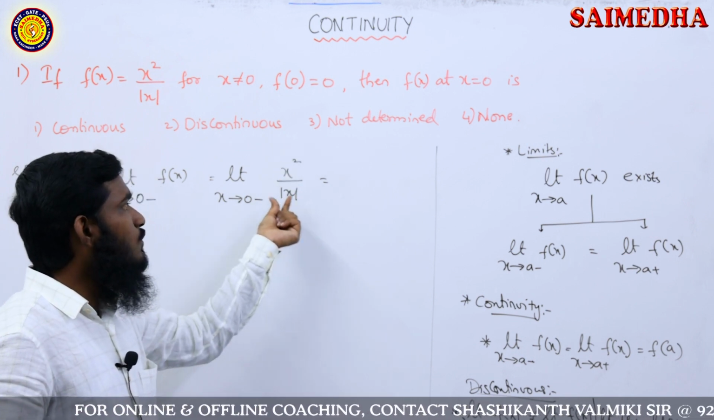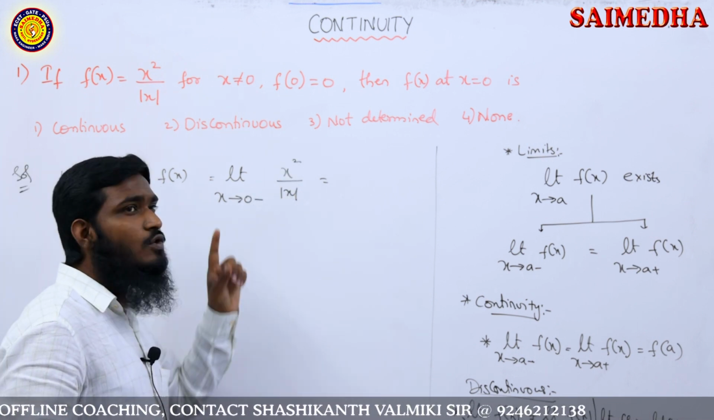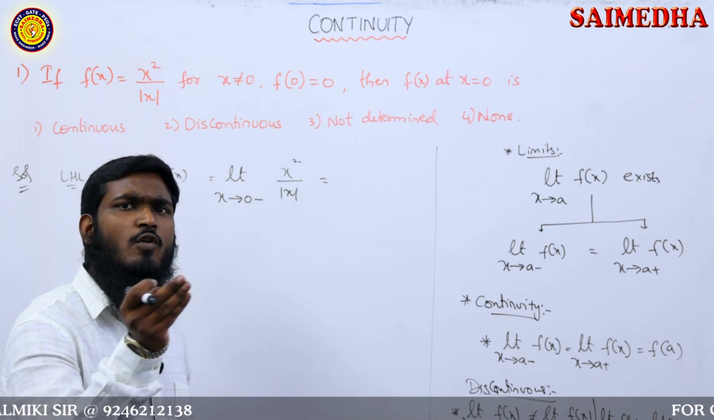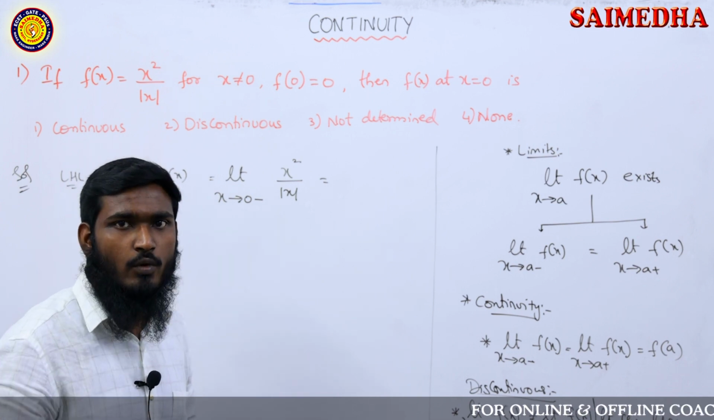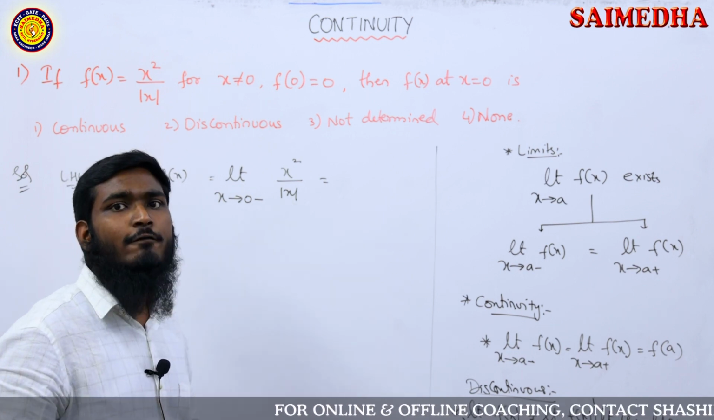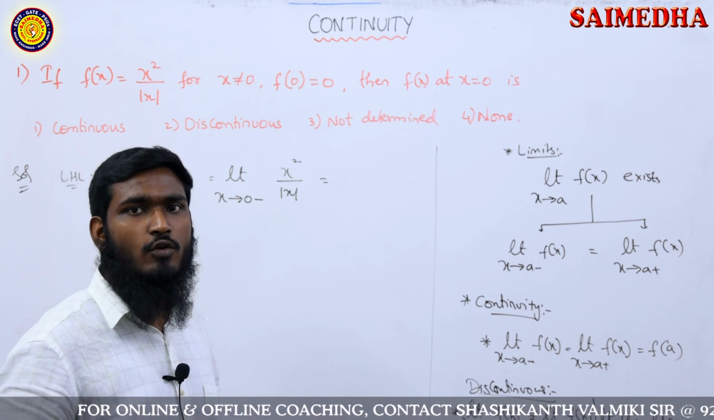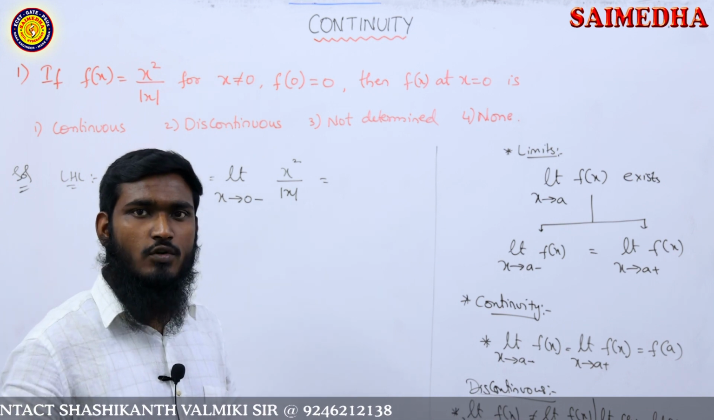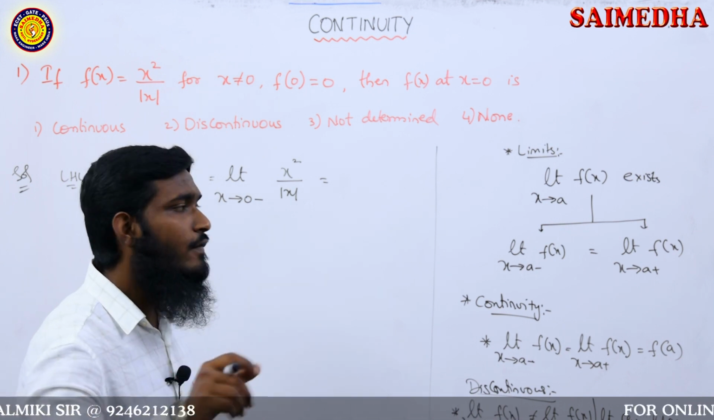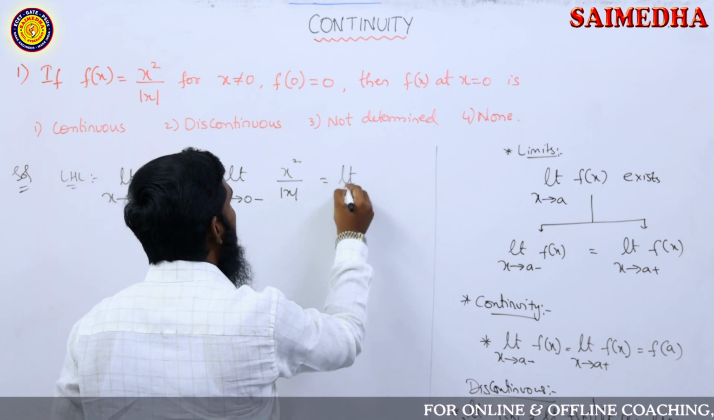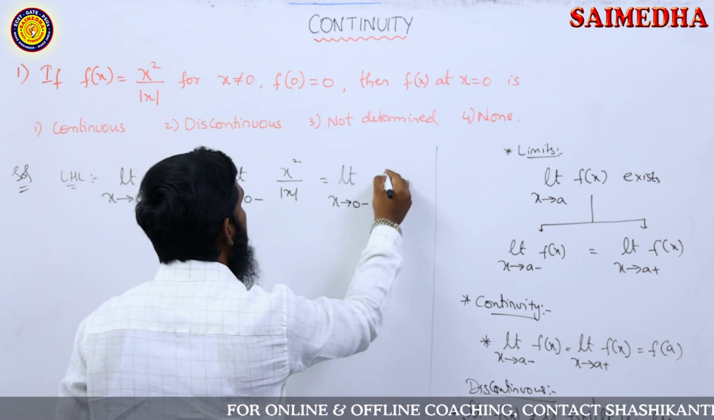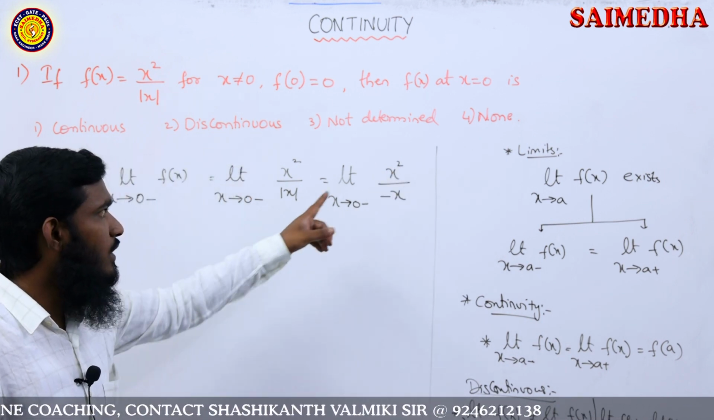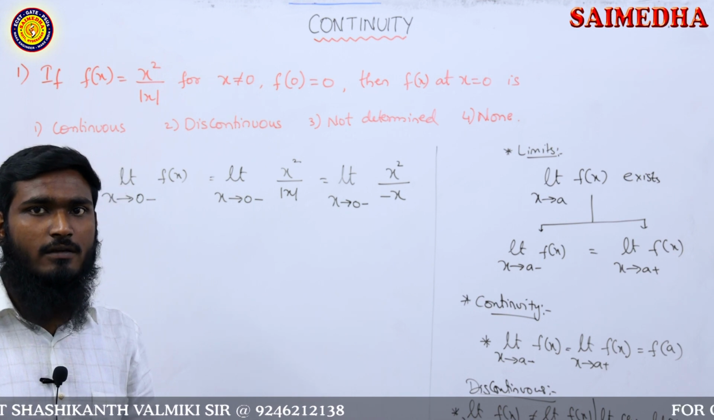So now this part, x square by mod x. If you are taking x tends to 0 minus, it is somewhat less than 0. If it is somewhat less than 0, it will be a negative number over there. If it is negative, this f of x part is less than 0. If it is less than 0, we have to take minus of f of x. Understood? So we are writing this part as limit x tends to 0 minus of x square divided by minus x.